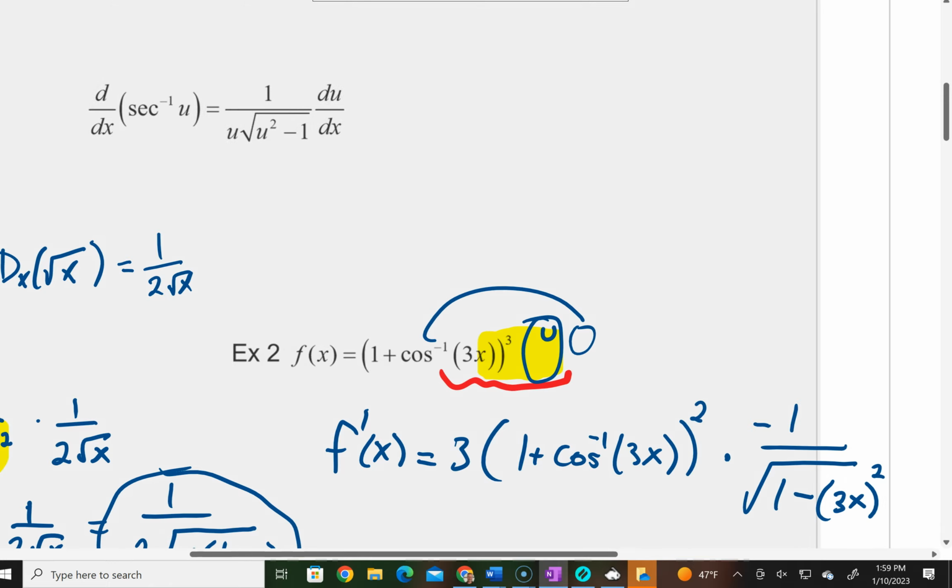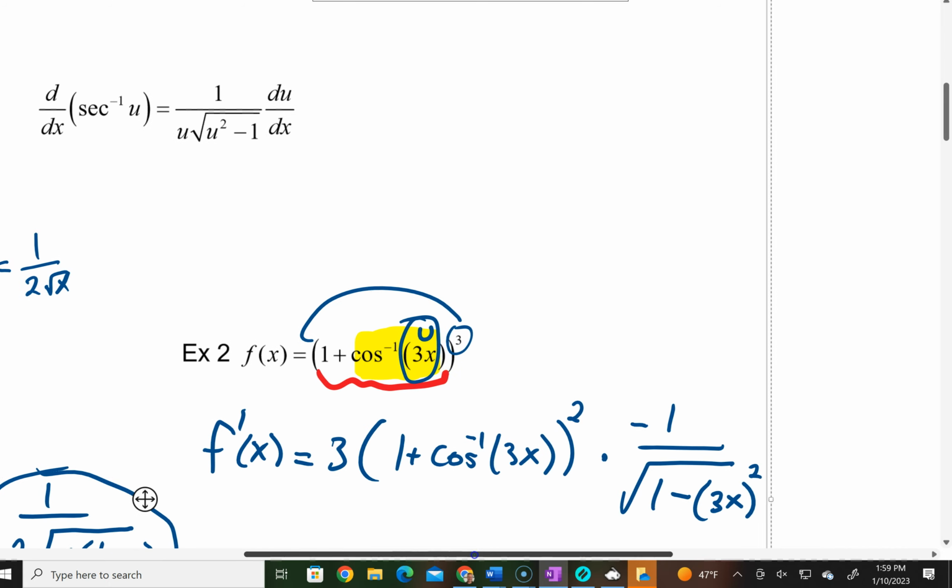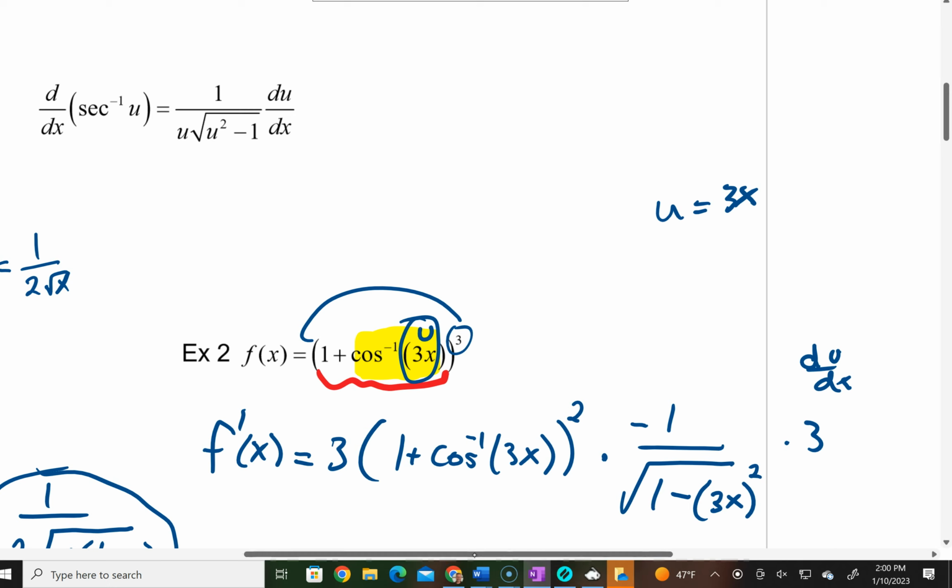You got to deal with the derivative of du dx. And what's the derivative of du dx? What's the derivative of that 3x? Just a 3, right? So, finishing that up, this is your du dx right here. Right? If u is equal to 3x, du dx is just the 3. We doing okay?